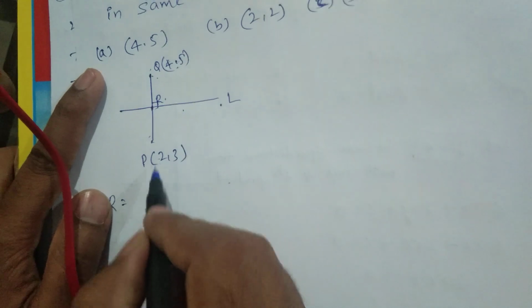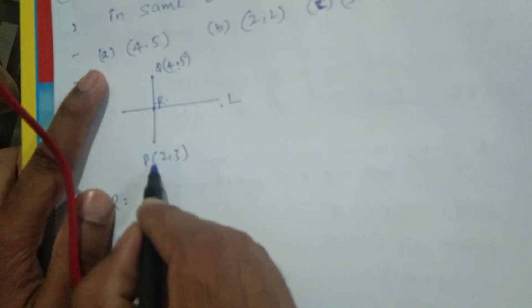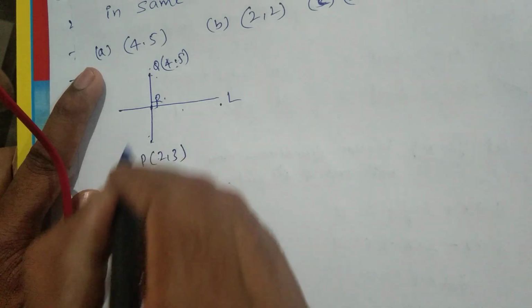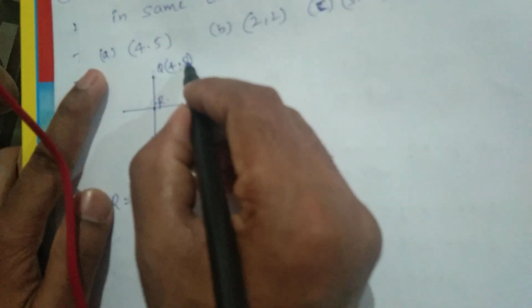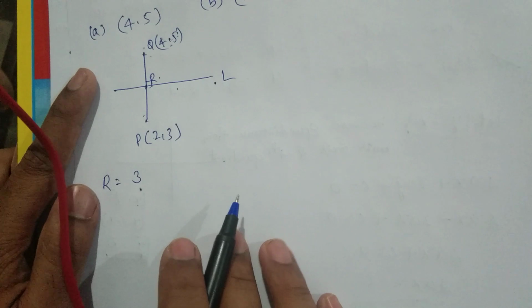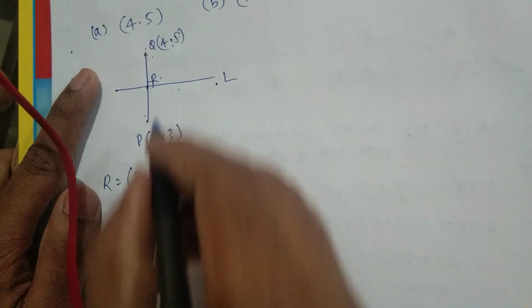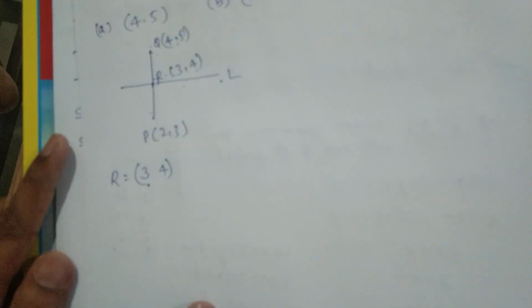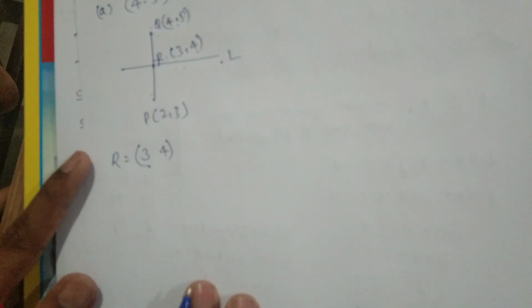(x1 + x2)/2 = (4 + 2)/2 = 6/2 = 3, then (5 + 3)/2 = 8/2 = 4. So we got the midpoint as (3, 4).